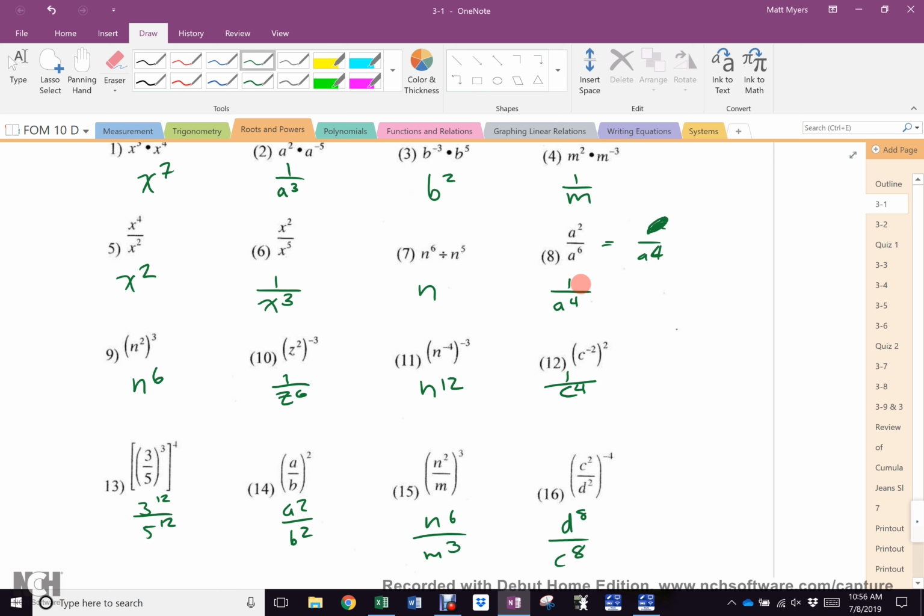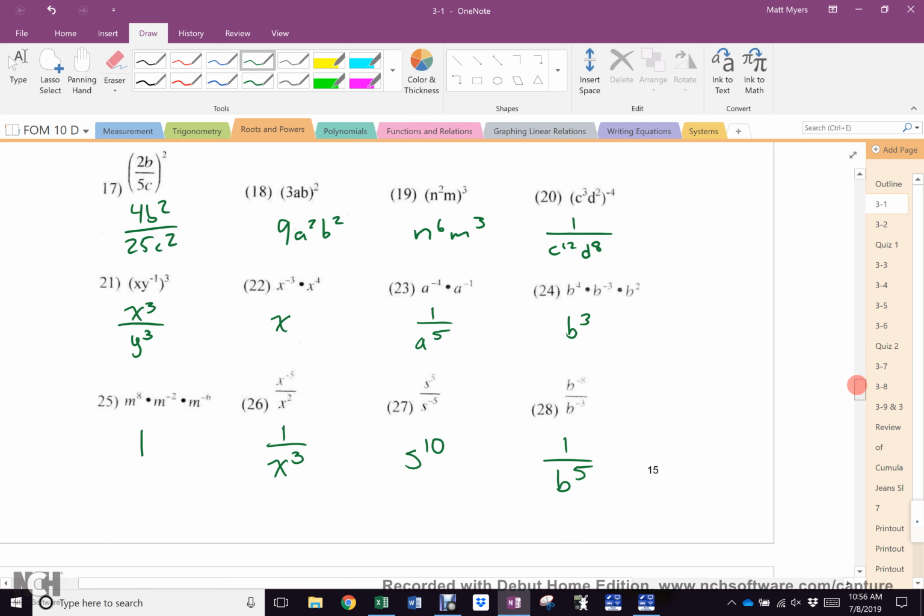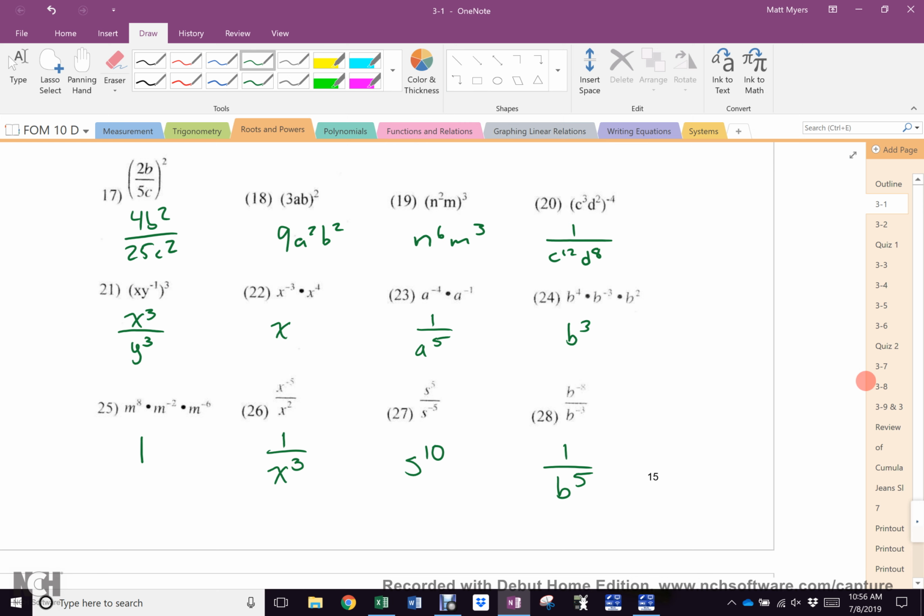Everybody's okay with everything, including 16? Why it's flipped? Pardon me? Yeah. When you flip it, this 4 becomes positive. Everybody cool? All right. There is 17 through 28.